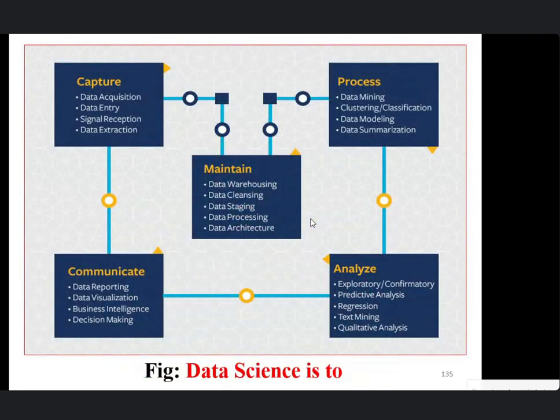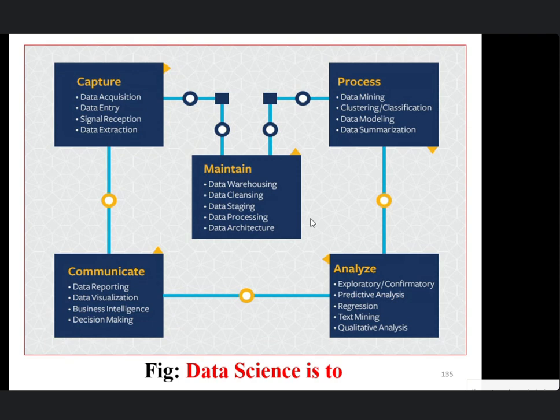Then data science is a process of five steps, like capturing the data with the help of data acquisition, data entry, signal reception, and data extraction. Then we are moving to maintain. We are storing huge volume of data: data warehousing, data cleansing, data staging, data processing, data architecture.